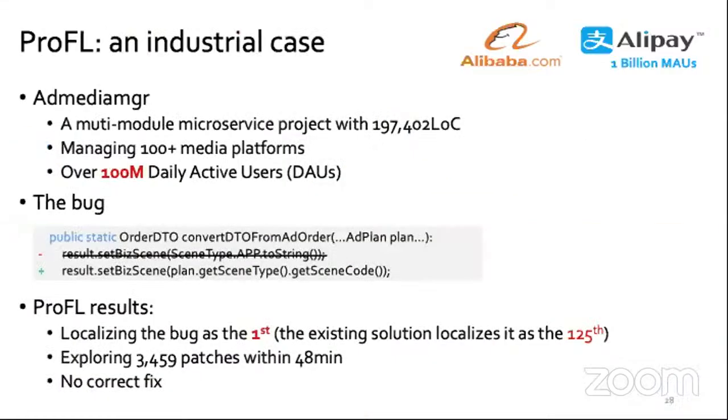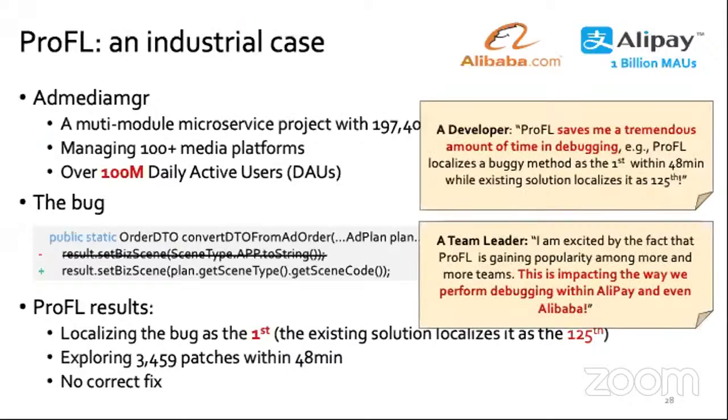For example, here is an industrial case of ProFL in projects from Alibaba, which is a Spring-style multimodule microservice system with nearly 200,000 lines of code. The repair space in this bug is too large for APR tools to generate any correct patch, but after exploring nearly 3,500 patches within 48 minutes, ProFL successfully localized the buggy method as the top one, while the traditional spectrum-based technique can only localize it at 125. And we keep receiving such inspiring feedback from our partners in the company. For example, the developers in Alibaba consider that a large amount of their debugging time is saved by ProFL.